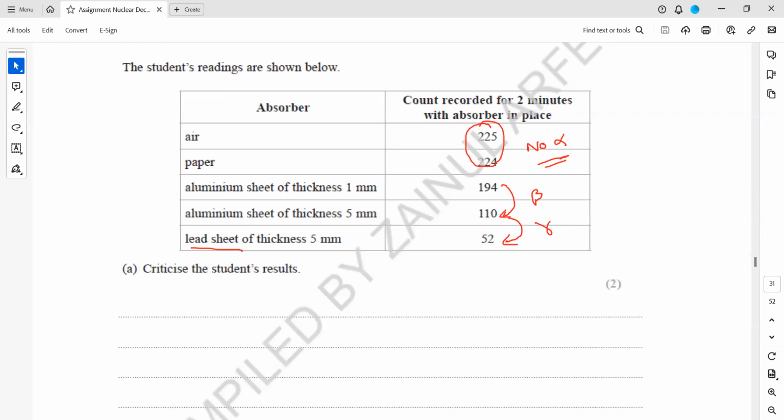So with paper, there's no significant change, so we can conclude that there's no alpha radiation. But with 1 millimeter and 5 millimeter aluminum, the count decreases, so it means there is beta. And because the lead sheet is reducing the count more than aluminum, we can conclude there must be gamma as well.